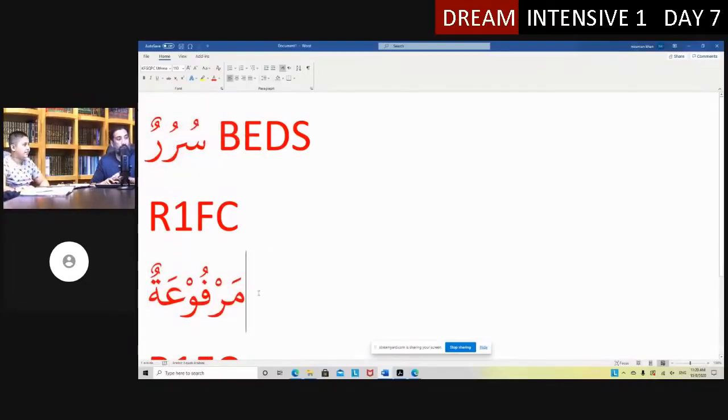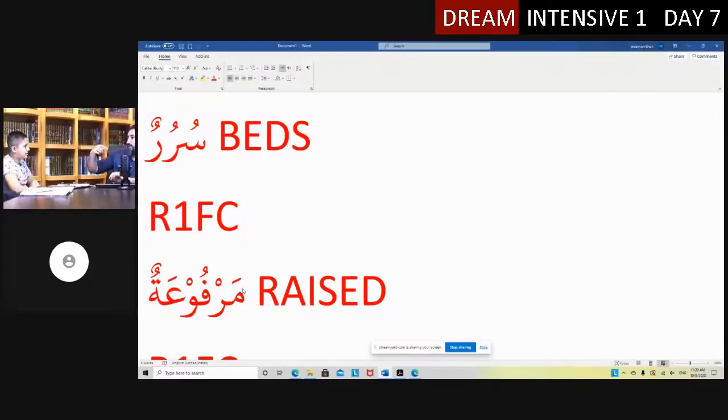Marfu'atun is raised. Raised beds. When you translate raised beds, the adjective is translated first. Elevated beds. Allah is saying that in Jannah we're going to get pretty thick mattresses. You have to climb up on them and bounce off and stuff.